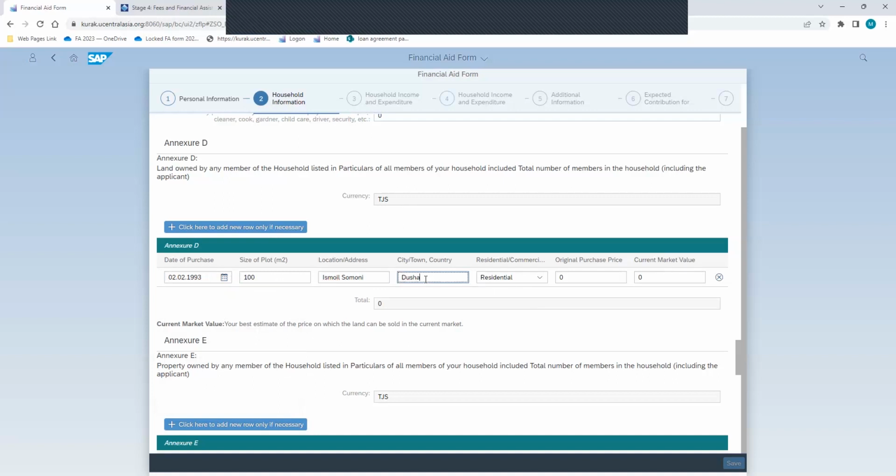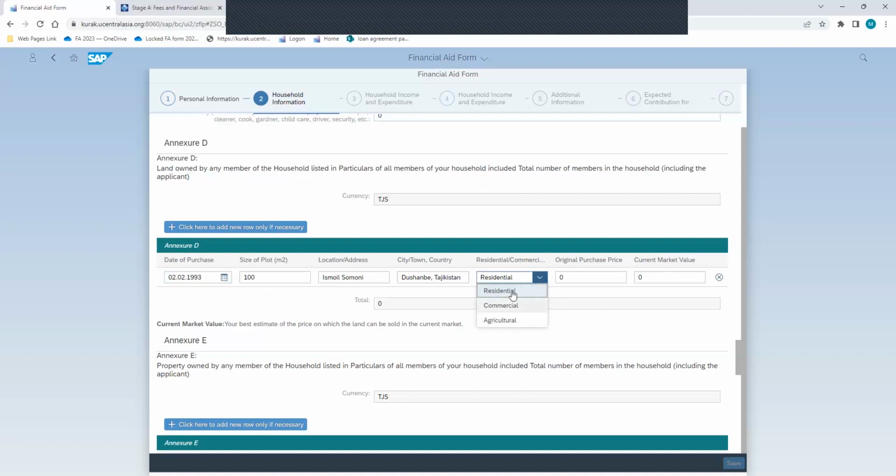Have to write down Dushanbe, Tajikistan. You have to indicate all the items related to Annex D here, like any land. Suppose maybe you have some land in Pakistan, which is really big, and you have to indicate it. We have an option here. Is it residential land, or is it commercial, or is it agricultural?